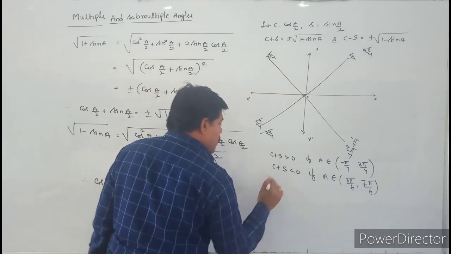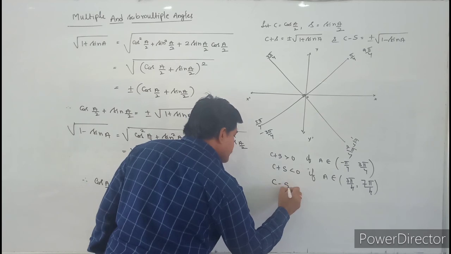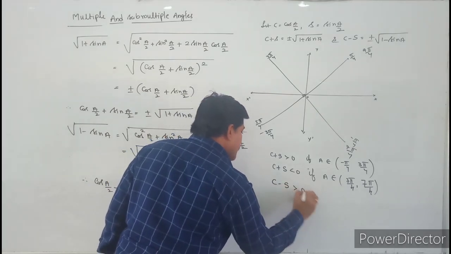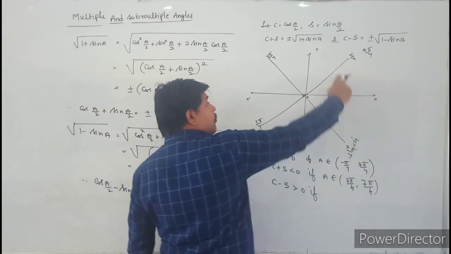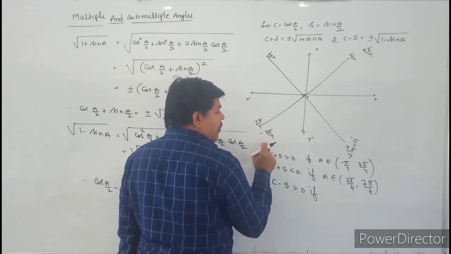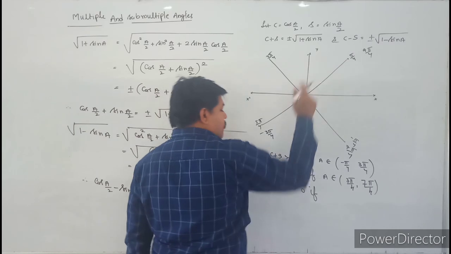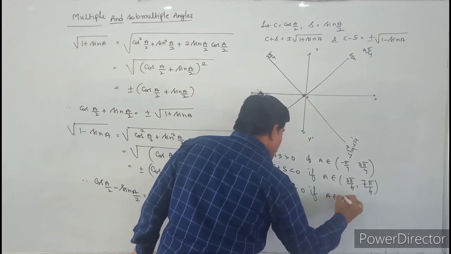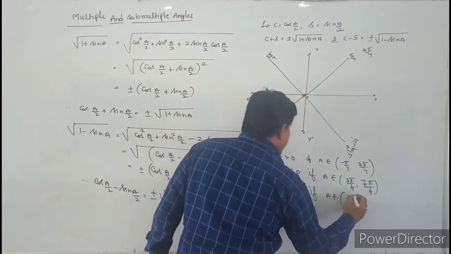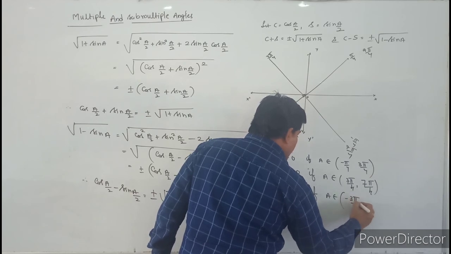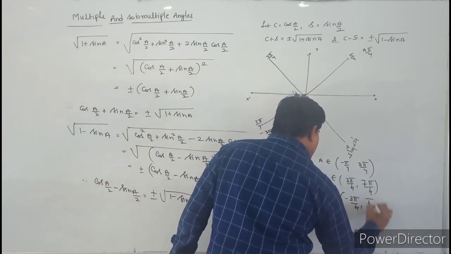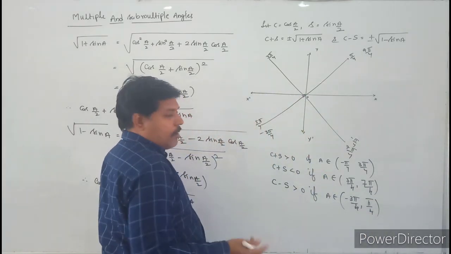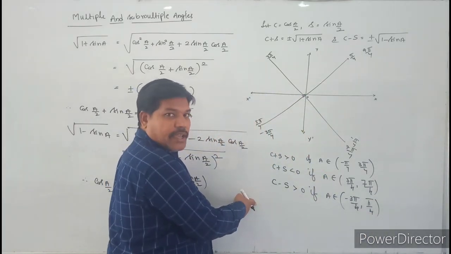And also see this one, c minus s. c minus s is greater than 0 if a belongs to minus 3 pi by 4 to pi by 4. Minus 3 pi by 4 to pi by 4. You have to remember these conditions.